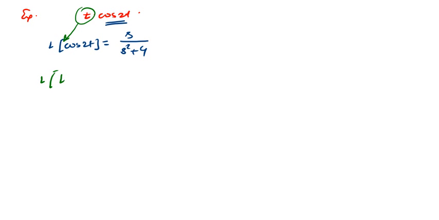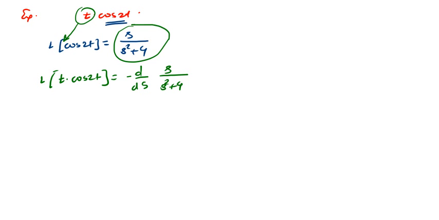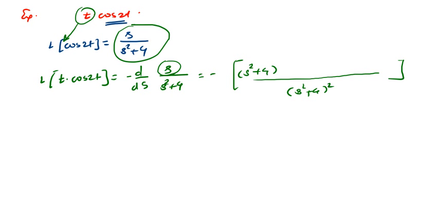So L of t into cos 2t. There will be some change in the RHS. That change is minus d by ds of f of s, where f of s is s upon s square plus 4. Taking the derivative by the u by v rule: take the square of the denominator, s square plus 4 whole square, then take s square plus 4 times the derivative of the numerator, which is 1, minus the numerator as it is times the derivative of the denominator, which is 2s.